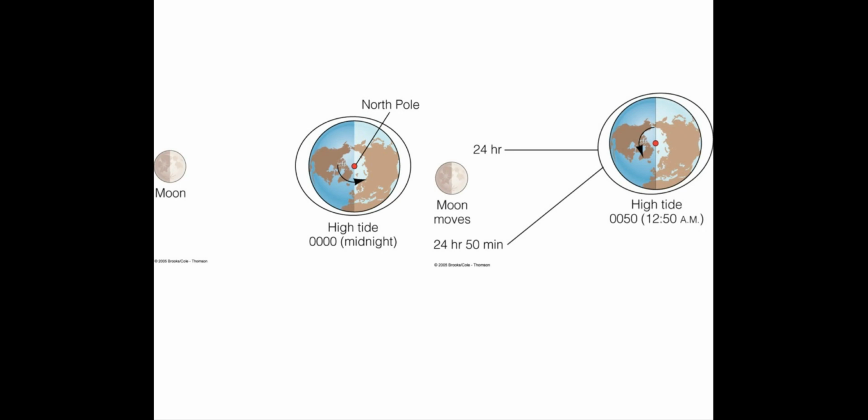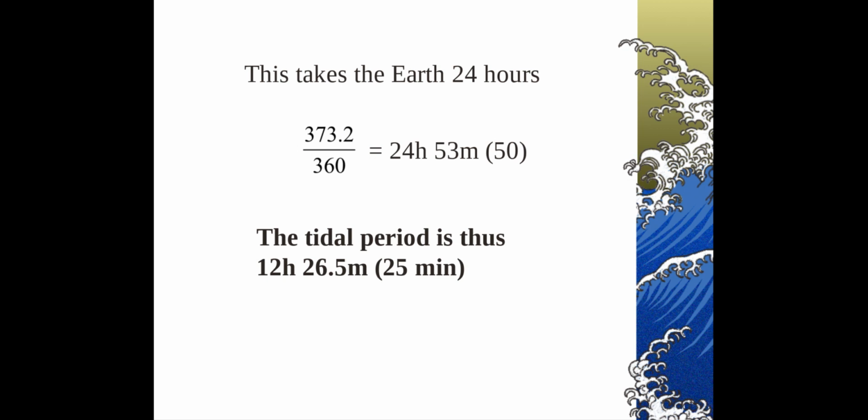Because the moon-Earth system completes one revolution every 27.3 days, the bulge goes completely around the Earth in 27.3 days, right? No. In the time it takes for the Earth to complete one revolution, the moon has moved 13.2 degrees further along. So the Earth has to actually rotate 373.2 degrees for a point to move directly beneath the moon again. This takes the Earth 24 hours. The tidal period is actually 12 hours and 26.5 minutes. We will just round it to 12 hours and 25 minutes.